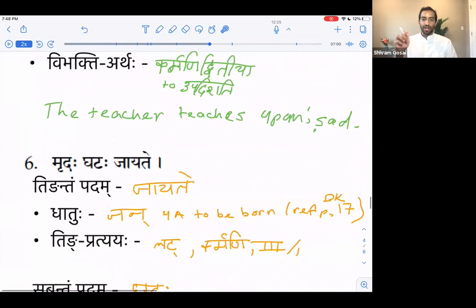Now, can you tell me in the chat, what do you think mridaha is? Mridaha. Okay, so just a clue, this is mrid pratipadika. So what is the case? What do you think the case is for the word clay here? It can be multiple different things. So what do you think it is?